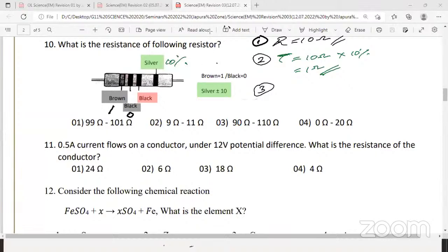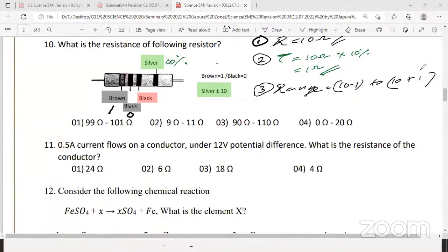So then final answer is what? Range. I'll write here range. Range equal, 10, range of the resistance. Range equal 10 minus 1 to 10 plus 1.